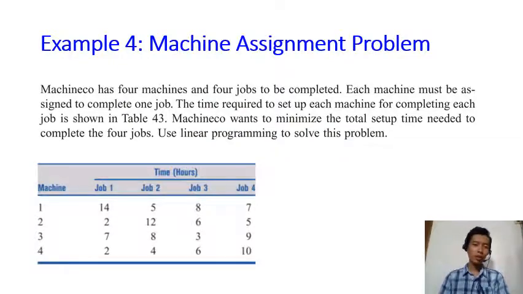In this case, Machine Co. has 4 machines and 4 jobs to be completed. Each machine must be assigned to complete one job, and the time required to set up each machine for completing each job is shown in this table. Machine Co. wants to minimize the total setup time to complete the 4 jobs. Use linear programming to solve this problem, okay? So first, we're going to model this as a linear program and see how it looks.